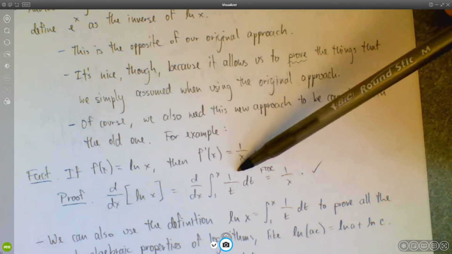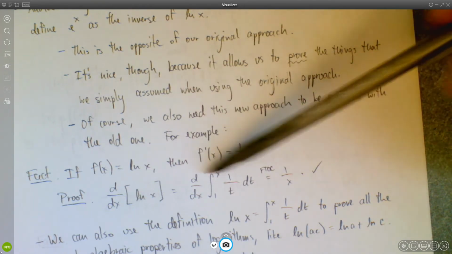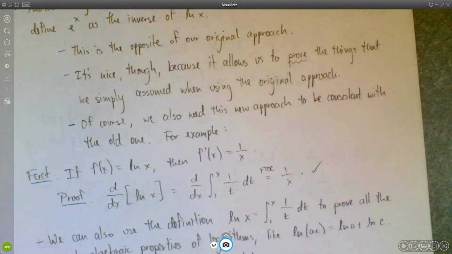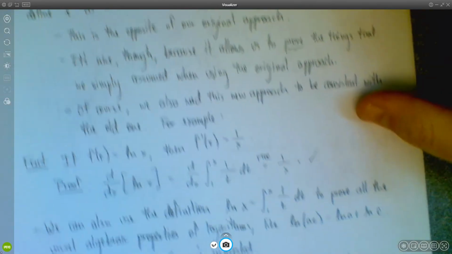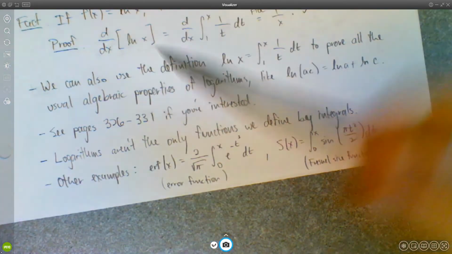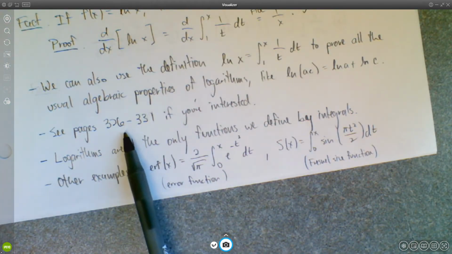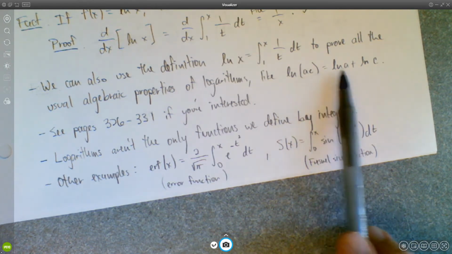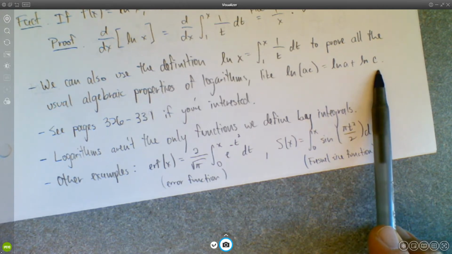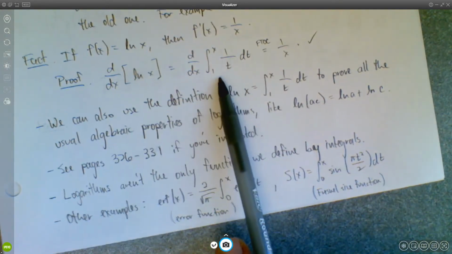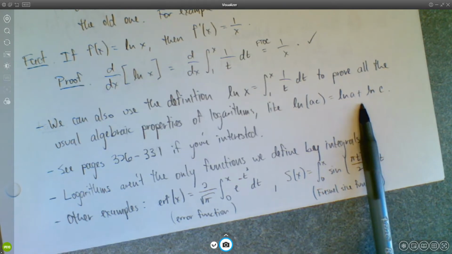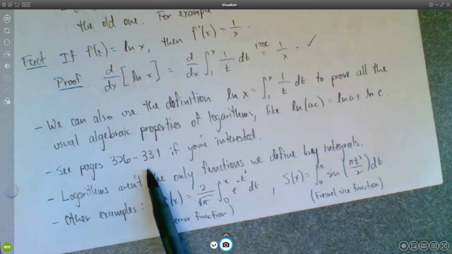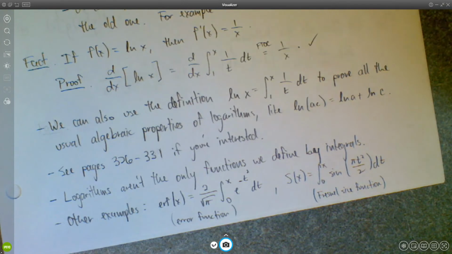Well, by the fundamental theorem of calculus, this derivative is just 1 over x, right? And so you can go through and reprove all of the stuff that we know and love about natural log functions. If you're interested in seeing all those proofs, for example, that the natural log of a times c is the natural log of a plus the natural log of c, you can use this definition now to reprove this algebraic property. You can see these pages in the textbook if you're interested in looking at those proofs.